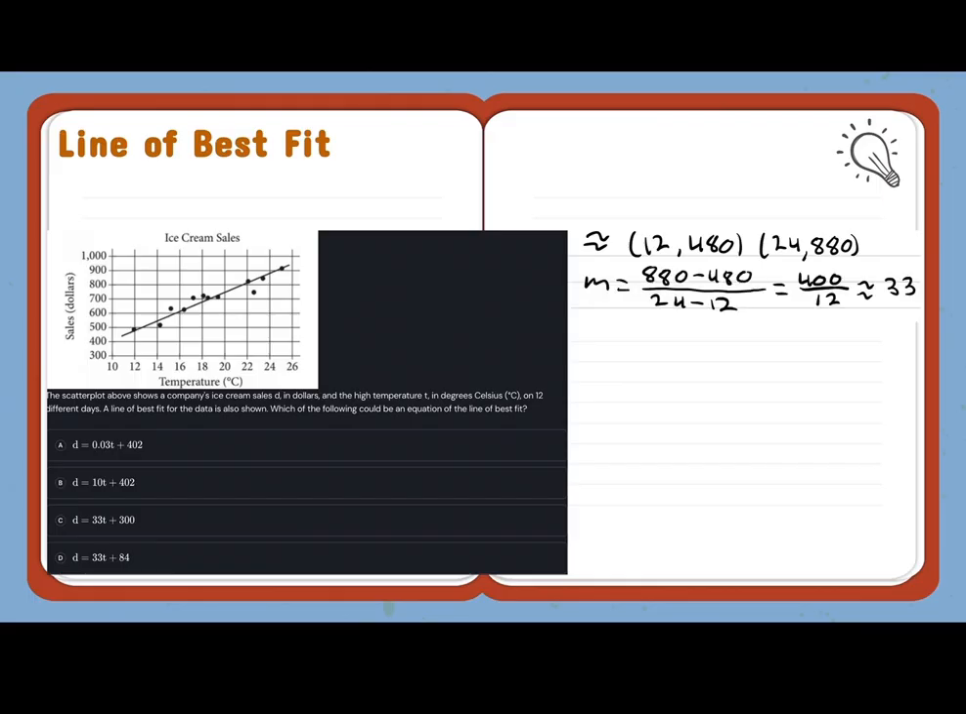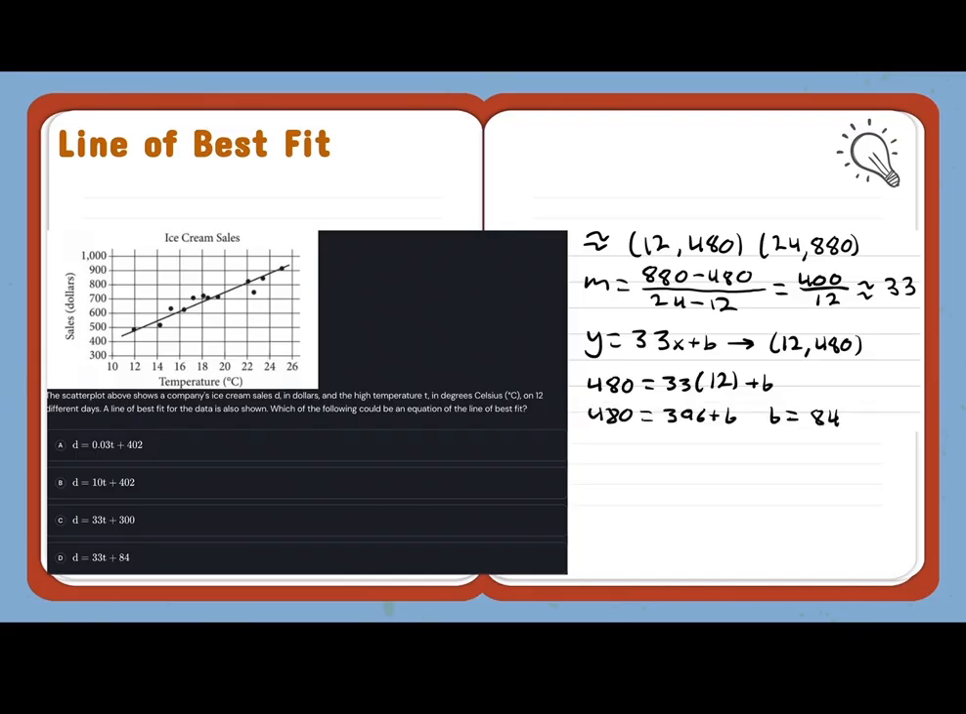M equals 880 minus 480 over 24 minus 12. And we'll estimate that to about 33. So that is our slope, and we'll plug back in our original values, which is 12, 480. Once you plug that in and solve for b, you'll find that b equals 84, and our answer is y equals 33x plus 84.